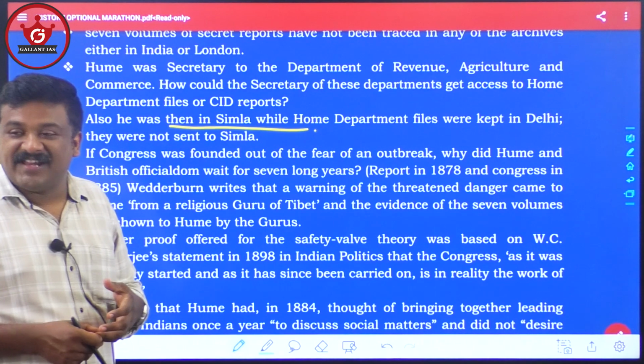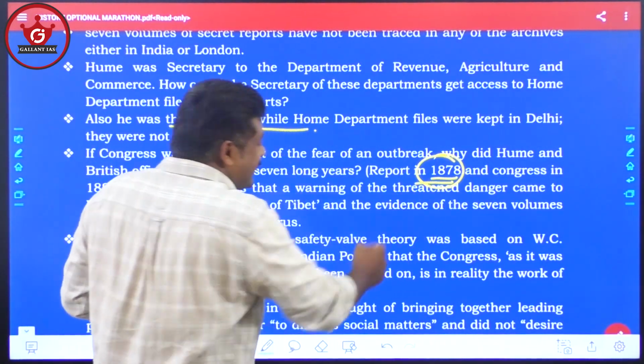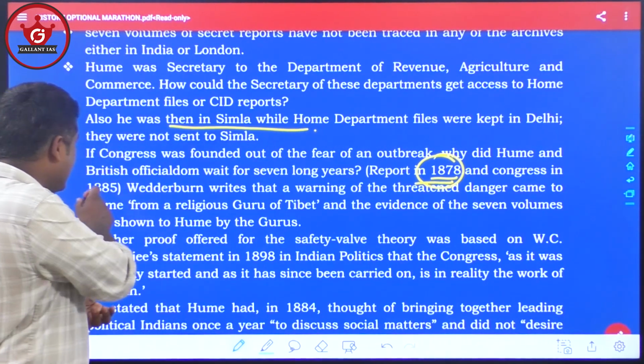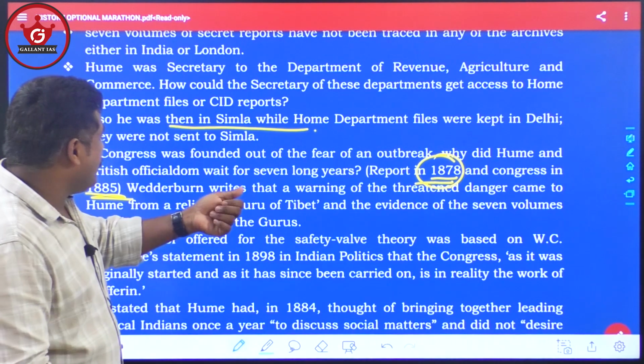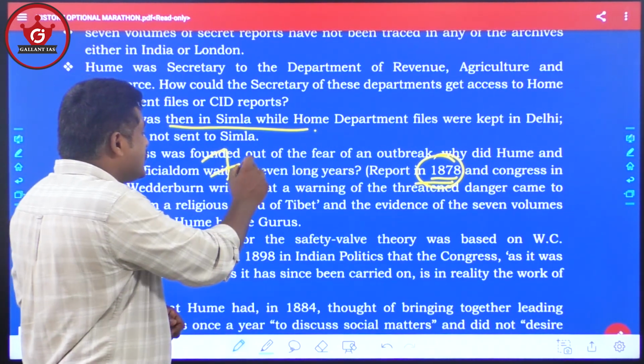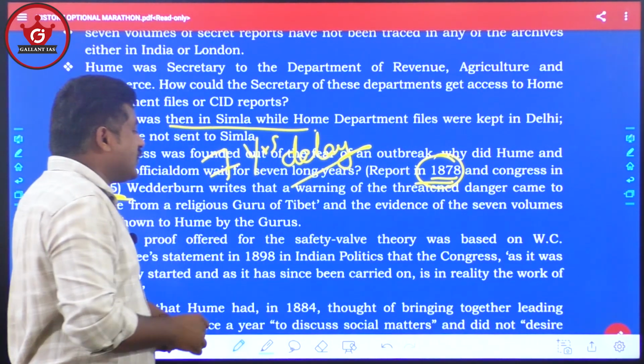Why is there so much delay in the process? You see, the report was published and sent in 1878, and the Congress organization was founded only in 1885. That means how many years of delay? Around 7 years of delay. How did that delay happen? That is another question.